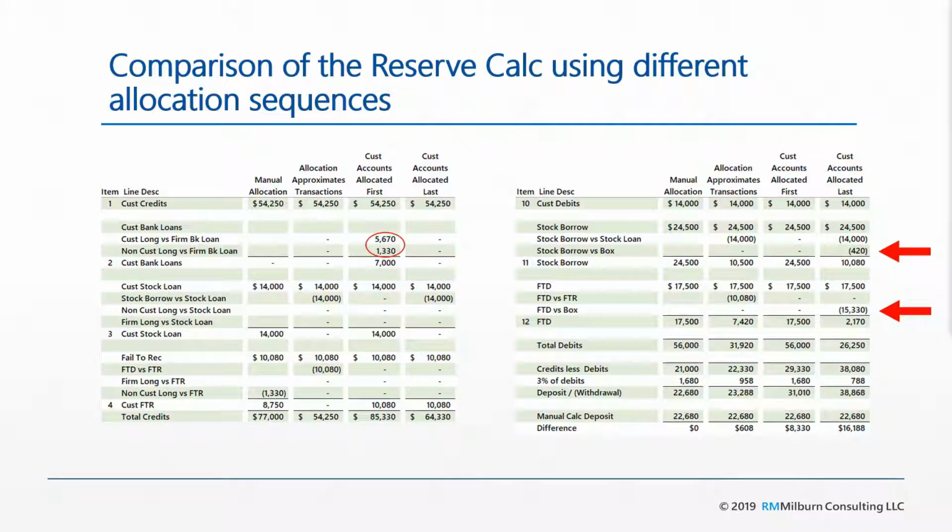The automated allocation approximates transactions, or example number 2, comes closest to approximating the manual reserve calculation. It can't completely replicate it because of the pair-off allocations of stock borrow versus stock loan and fail to deliver versus fail to receive, which are not transactions the firm originally engaged in. Based on the above, using the allocation approximates transaction sequence, or example number 2, it fulfills both of the requirements. Before using the sequence, the firm should backtest the program to verify the outcome in various scenarios.